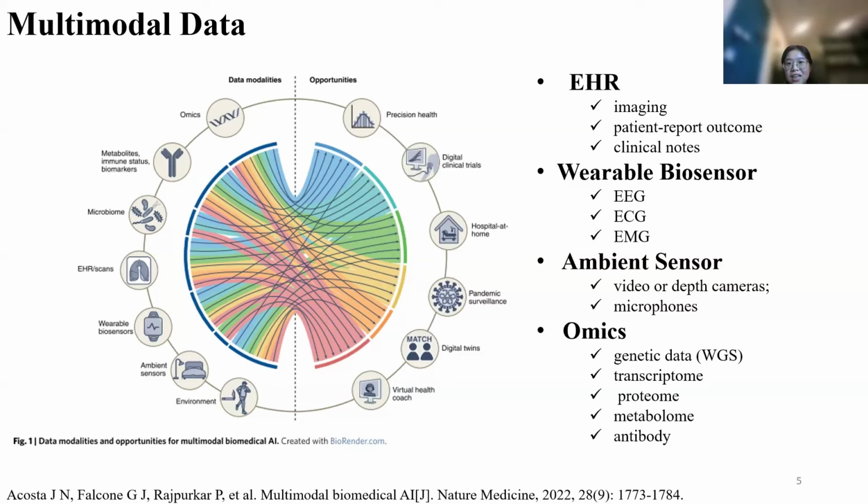The first category is electronic healthcare records. Electronic healthcare records include medical imaging, patient report outcomes, and clinical notes. And also we could consider signal data from wearable biosensors, such as EEG, ECG, and EMG. Also, we could consider signals from ambient sensors, such as video or depth cameras, and signals from microphones. And also we could consider the omic data. We have different types of omic data, such as genetic data. For genetic data, we have the whole genetic sequence and transcriptome, proteome, metabolome, and antibody. So we have a large amount of data we could use in our framework to help us do precision medicine.